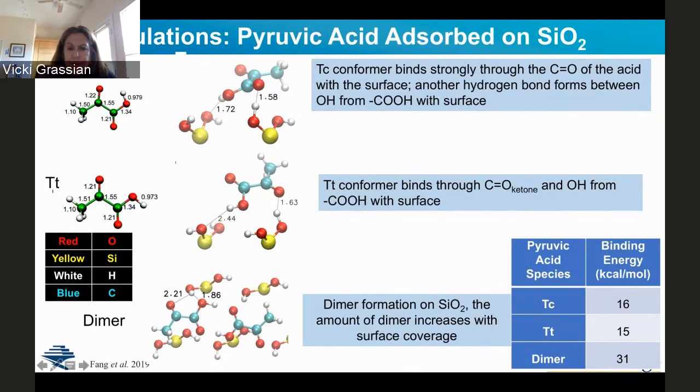That's what's interesting about these surfaces. They can orient these reactants, if you will. Here we have this sort of double hydrogen bonded interaction with the carboxylic acid groups. And what we were able to do was see that that dimer increased with surface coverage. And here's some of the binding energy calculations that we were able to obtain from the calculations.